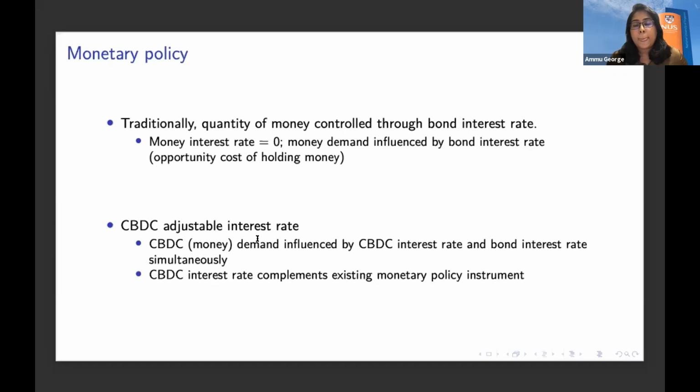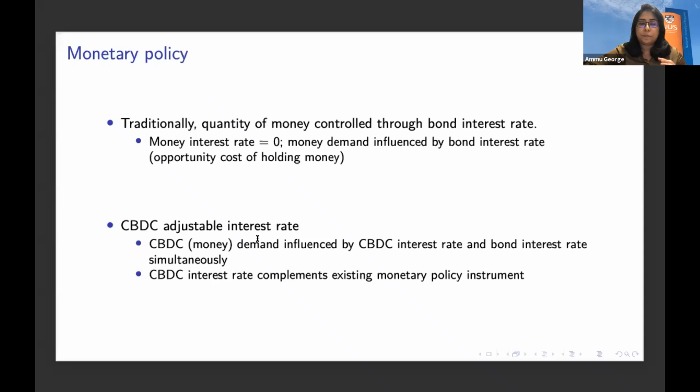But when the CBDC interest rate is adjustable, the central bank has an option to go for an adjustable CBDC interest rate, and it can set the interest rate on CBDC in addition to the interest rate on bonds. So both these can act as complementary monetary policy instruments to achieve price stability in the economy.